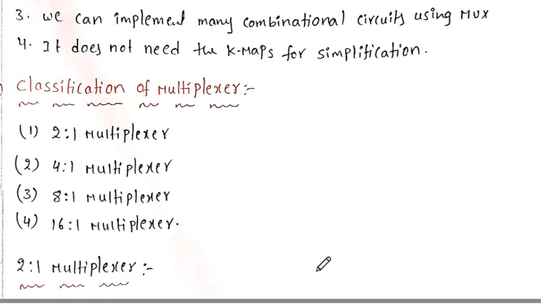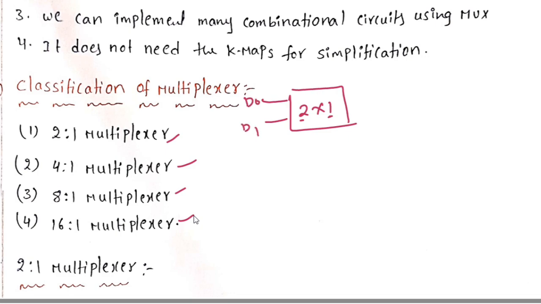Now, types of multiplexers: 2 by 1 multiplexer, 4 by 1 multiplexer, 8 by 1 multiplexer, and 16 by 1 multiplexer. First, the 2 by 1 multiplexer. The first number indicates the inputs, the second indicates the output. Two inputs, D0 and D1, produce the single output Y0. Here, since 2 to the power 1 equals 2, a single selection line S0 will be there.